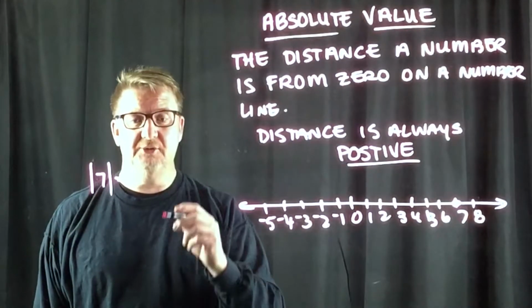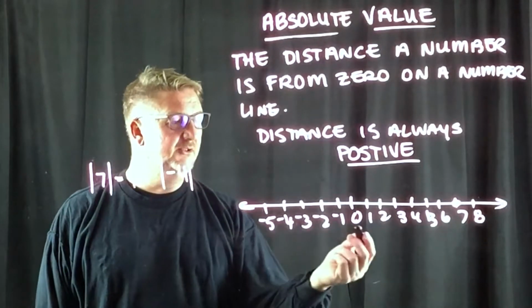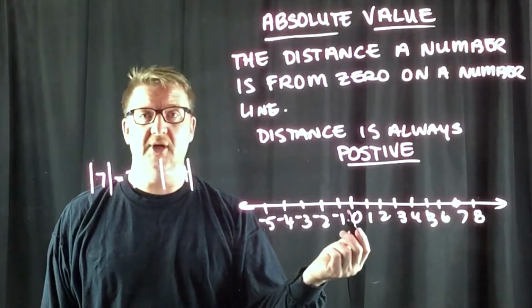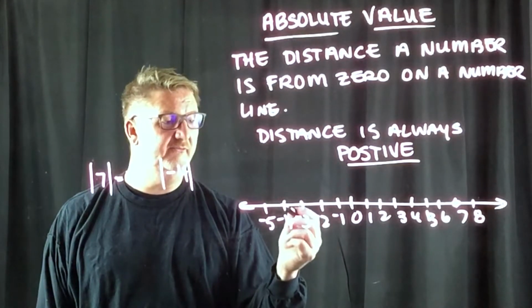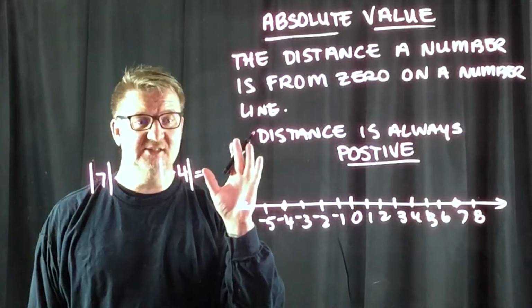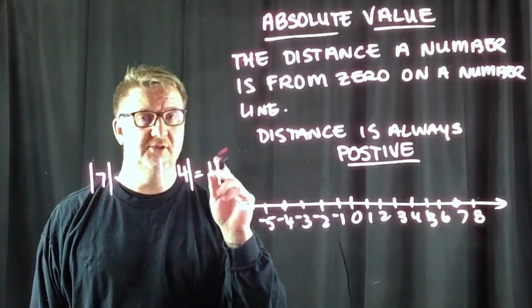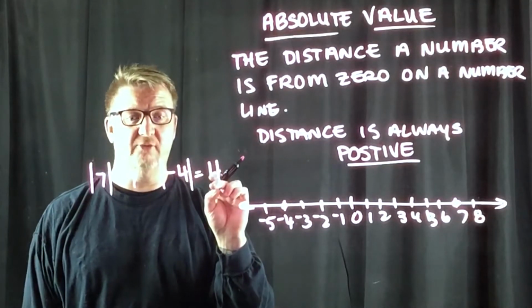All right, let's do another number. Let's do a negative number. What's the absolute value of negative 4? So we do the same thing. We start at 0 and we count to negative 4 on the number line. 1, 2, 3, 4. It's positive because the distance is positive. So my answer for the absolute value of negative 4 is a positive 4.